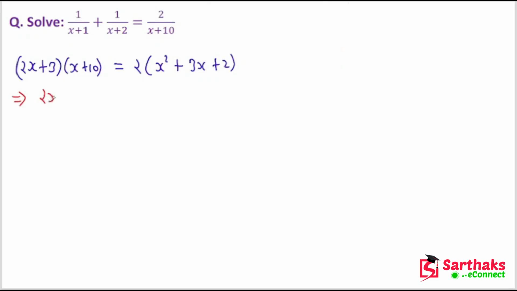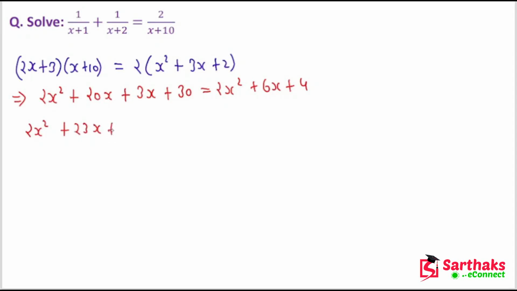2x into x would be 2x square plus 2x into 10 would be 20x plus 3 into x would be 3x plus 3 into 10 would be 30 is equal to 2x square, 2 into 3 is 6x plus 2 into 2, that is 4, right? Now first of all we can solve them. 20 plus 3, that is 23x plus 30 is equal to 2x square plus 6x plus 4.